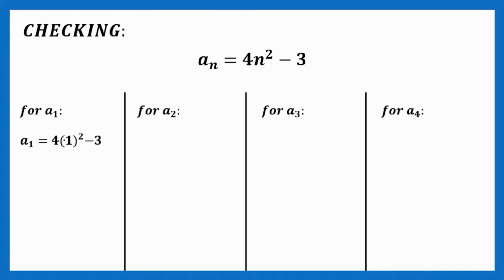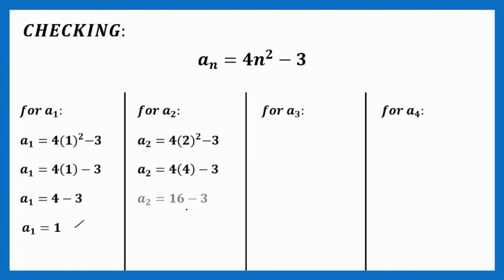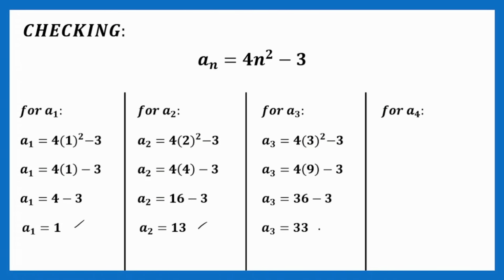A sub 1, lahat ng n naging 1. Ito muna. PEMDAS. Tandaan yung PEMDAS. 1 squared muna. That's 1. 4 times 1 is 4 minus 3 is 1. Check. A sub 2, magiging 2 lahat. Lahat ng n magiging 2. 2 squared, that is 4. 4 times 4 is 16. Minus 3 is 13. Kapag a sub 3 naman, lahat magiging 3 yung n. 3 squared is 9. So, 4 times 9. 36 minus 3, the answer would be 33.